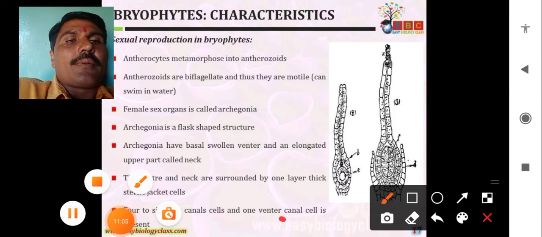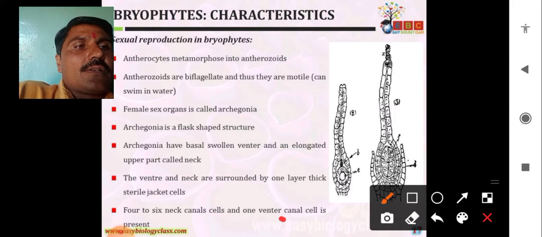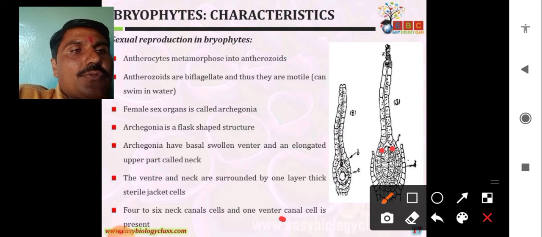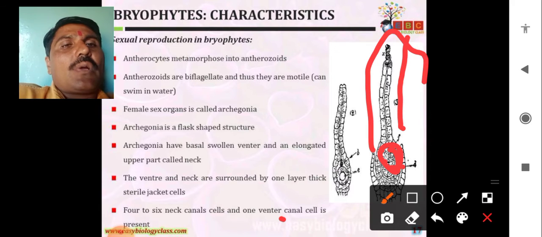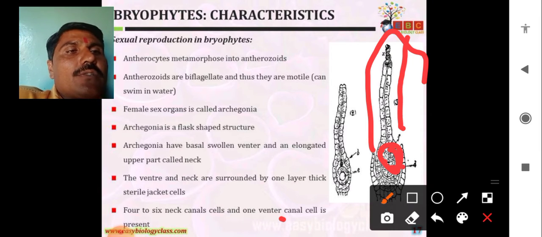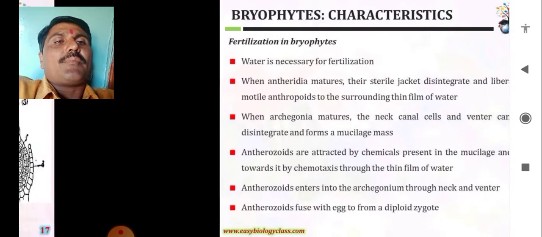So, four to six neck canal cells and one venter canal cell. So these are the four: one, two, three, four. Okay, four to six neck canal cells and one venter canal cell. So this is the venter canal cell. What we see is that this neck is surrounded by a one-layer-thick sterile jacket of cells. Archegonia have a basal swollen venter and an elongated upper part called the neck. So this is the basal swollen venter and the elongated upper part.